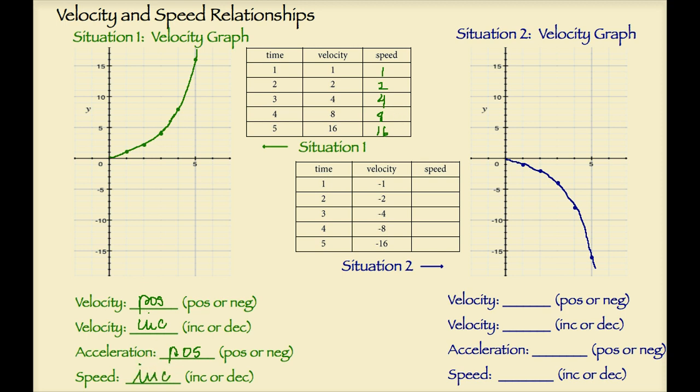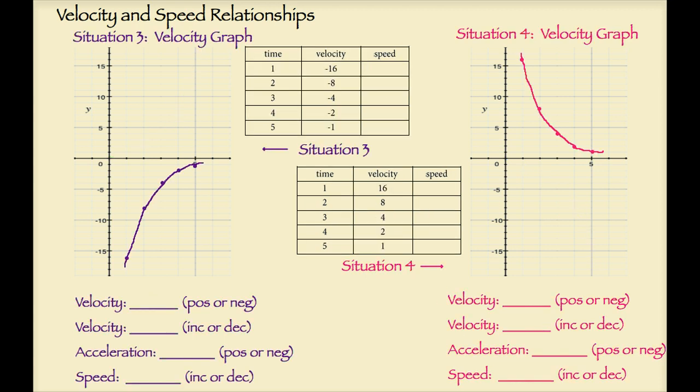Now let's look at situation 2. Here's the velocity graph, times and velocities associated with each time. Since speed is the absolute value of velocity, we have 1, 2, 4, 8, 16. Is velocity positive or negative in this situation? All of the values are negative, so negative. Is velocity increasing or decreasing? Now we examine slopes and see they're all negative. Velocity is decreasing. Since those slopes refer to acceleration, is acceleration positive or negative? Negative. What about speed, increasing or decreasing? Look at the speed values. They're increasing.